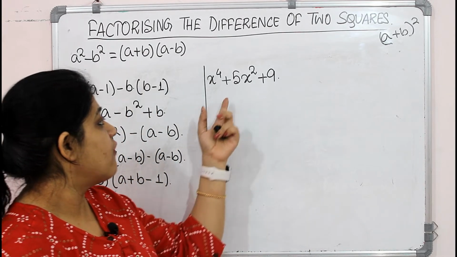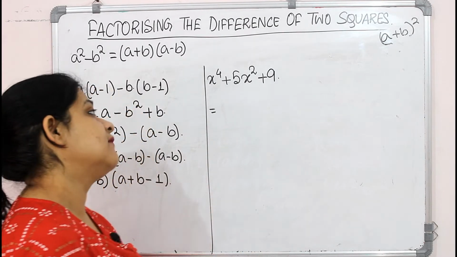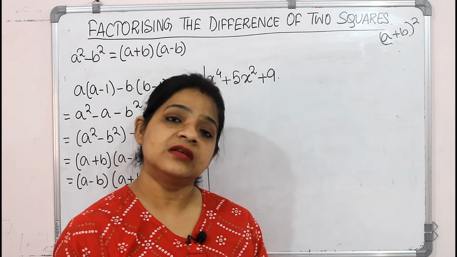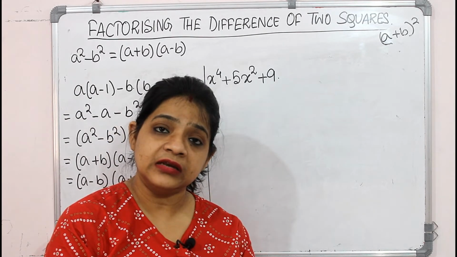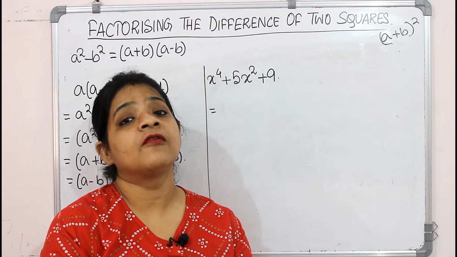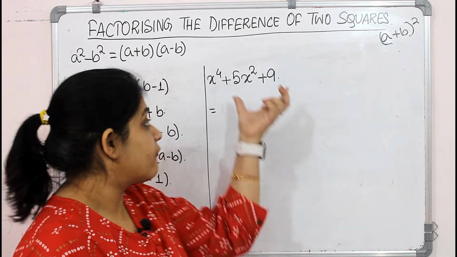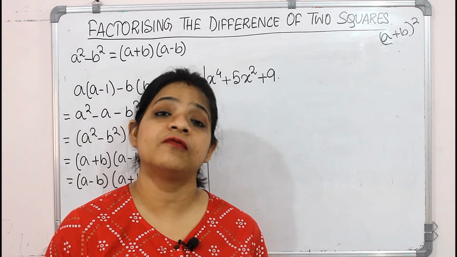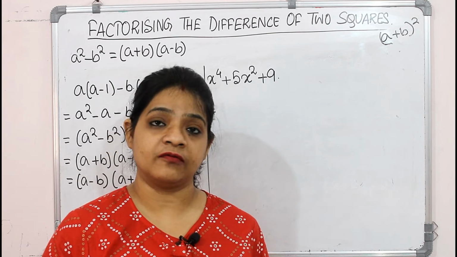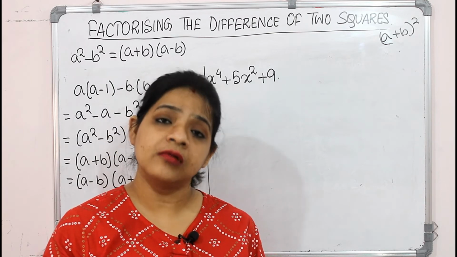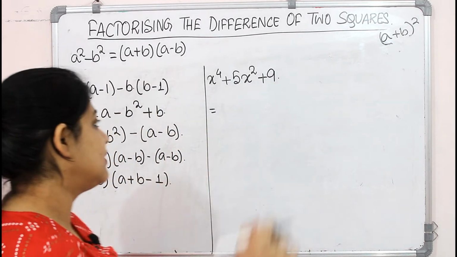Okay, so let's move on to the next sum, that is x to the power of 4 plus 5x square plus 9. Three terms are there. Okay, so somehow you have to make it a difference of two squares. So that can be done for this type of terms. If you find, always try to make perfect squares out of it by adding or removing some terms or breaking the terms. Like here we will break the term.